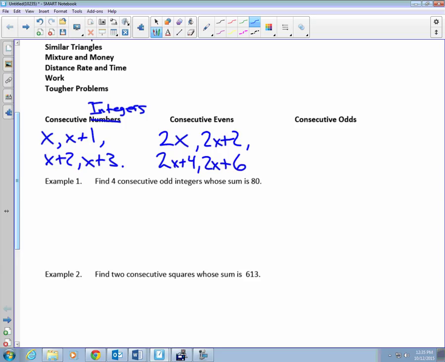Ooh, I want to make something odd. I want to make it odd. First, I'll make it even. Plus 1, yep. So the one after that, 2x plus 3, 2x plus 5, and 2x plus 7. Very good. Good, you got the idea.